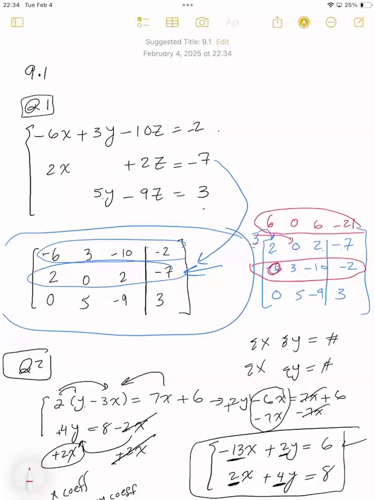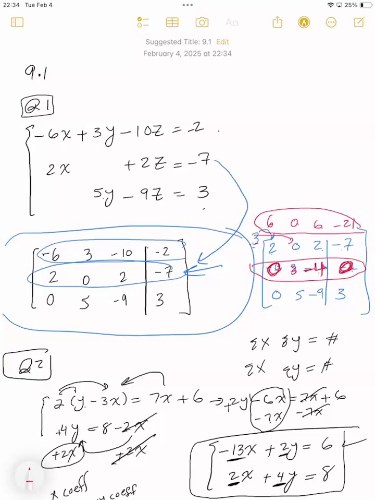I replace negative 6 with 0. 0 plus 3 is 3. 6 and negative 10 is negative 4. I put this negative 4. Negative 2 and negative 2 is 0. So look what I did.